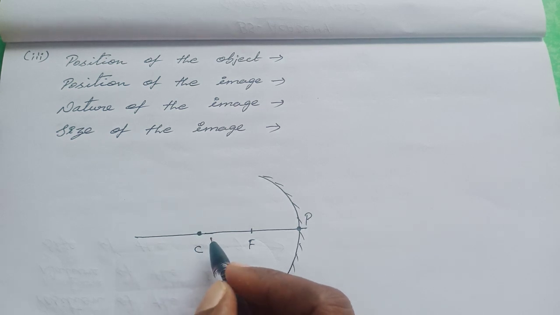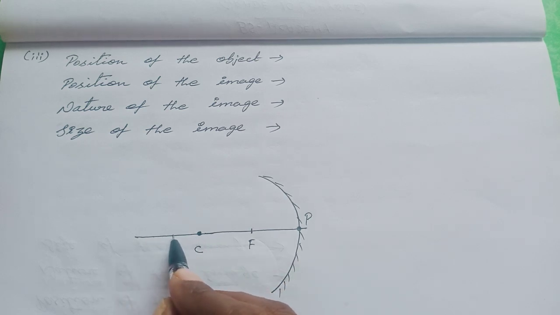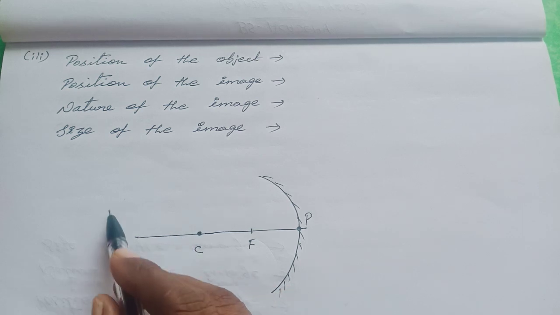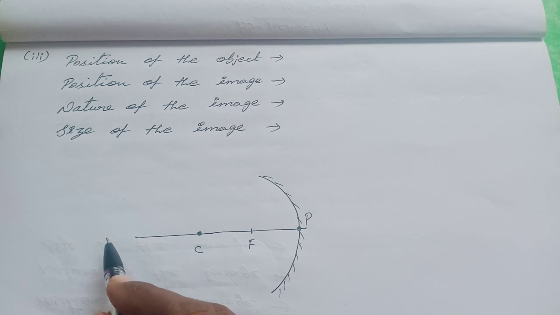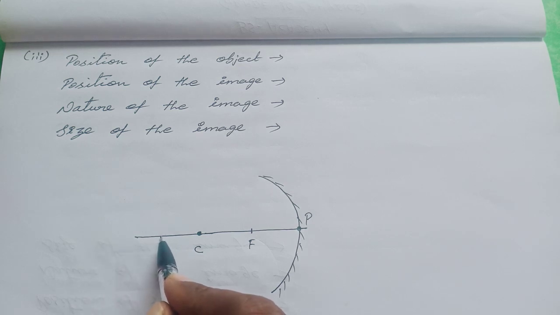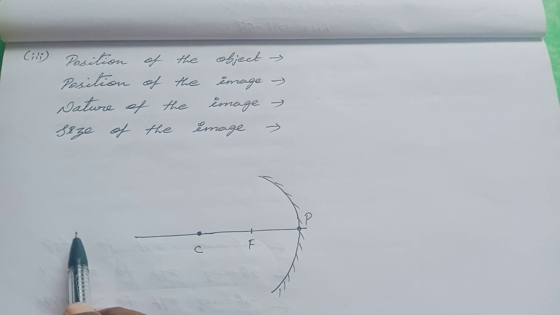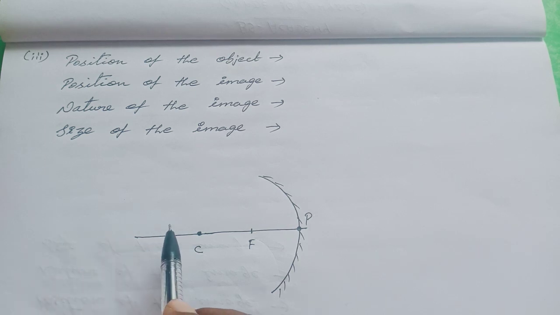So it means what we are doing, students, we are still moving the object from the previous position to the new position. Initially in the first case we placed the object at infinite, and in second case we placed the object beyond C, and in this case, that is in third case, we are going to place the object at C. It means we are moving the object from infinite distance towards the mirror and we are placing it at C.